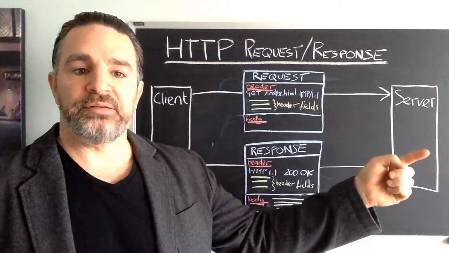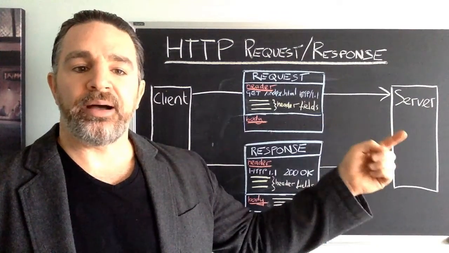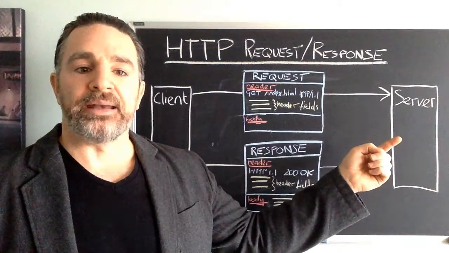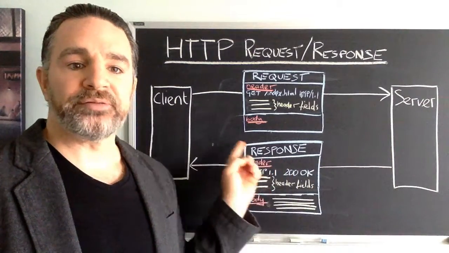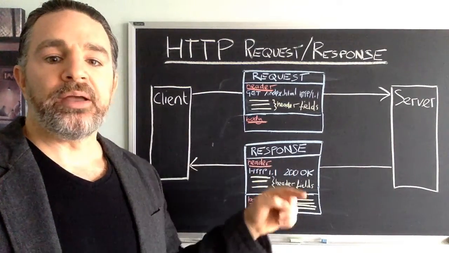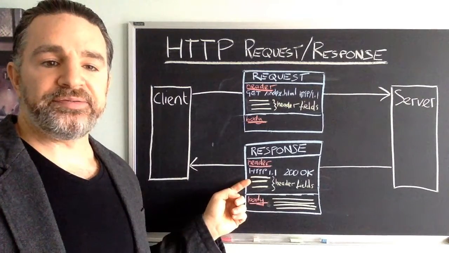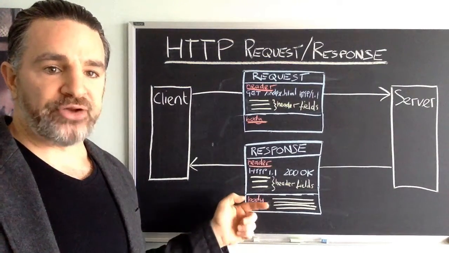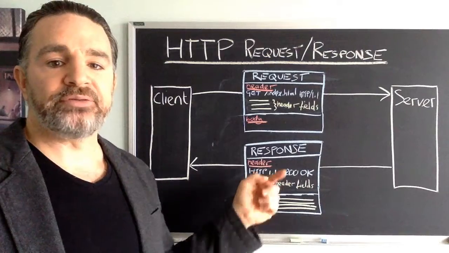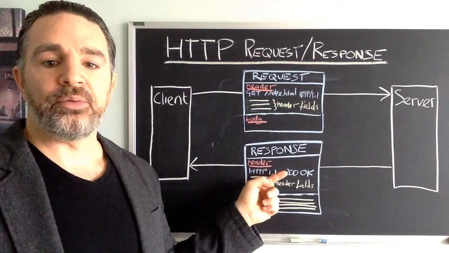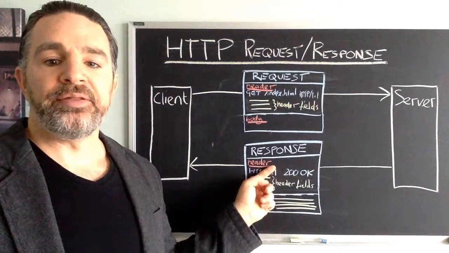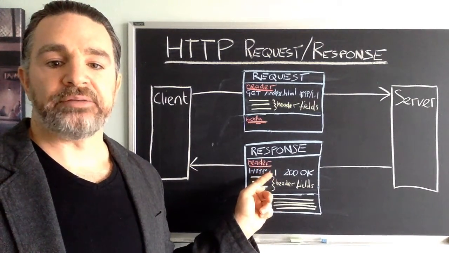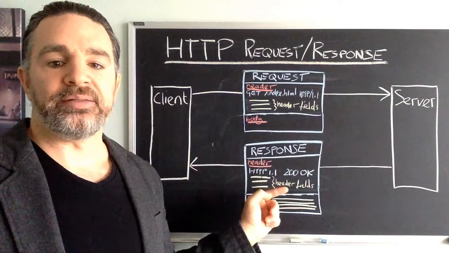So the server is going to receive this request, and as part of the event handler, the callback function that it uses, it's going to generate a response back to the client. Now, this response object has a very similar format to the request object. Again, we have our header and our body. Again, the header section has the title and the header fields.